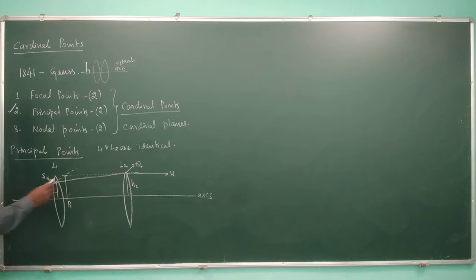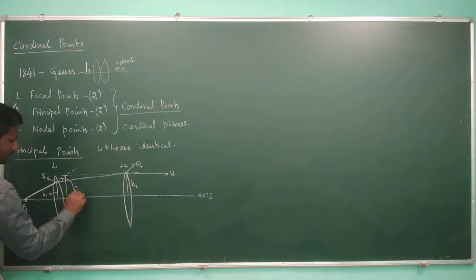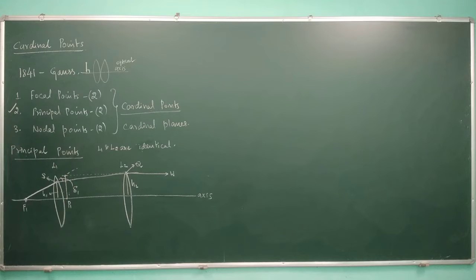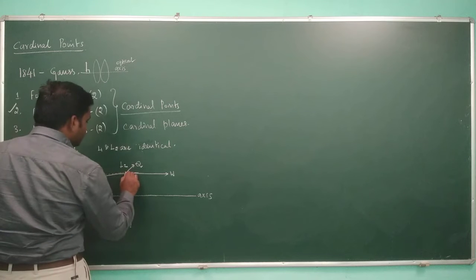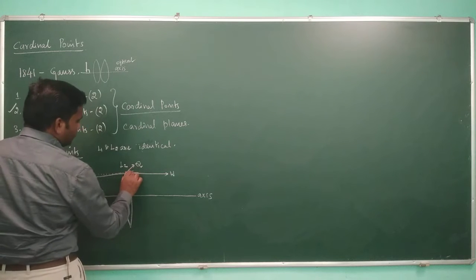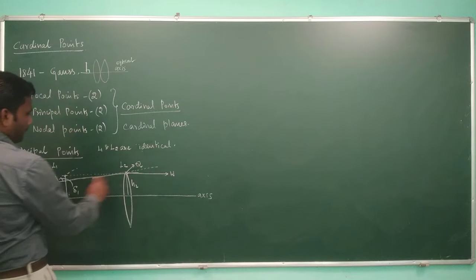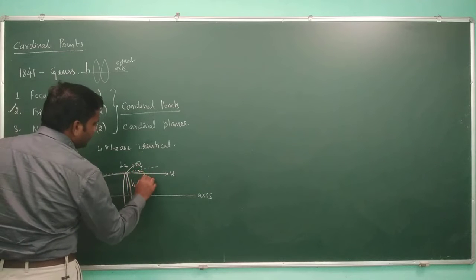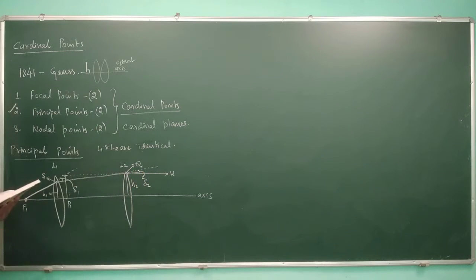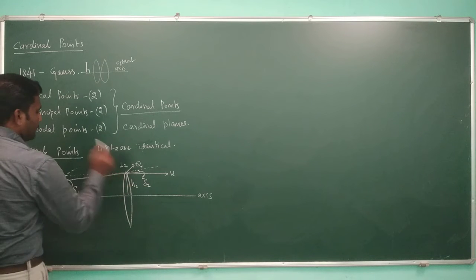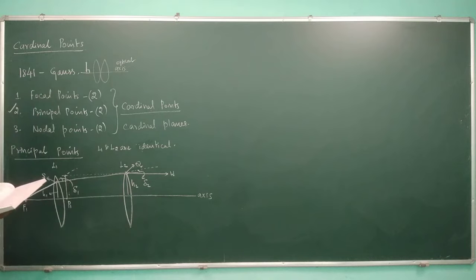Now here you can define an angle between the unrefracted ray and the refracted ray. It is delta 1, that is the angle of deviation 1 at the lens L1. And similarly, if you extend this forward, this line will travel like this. Here you can define another angle, that is delta 2. It is the angle of deviation 2 at lens 2. Fine.